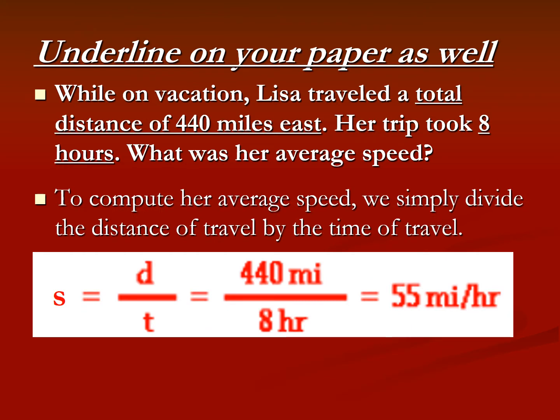So while on vacation, Lisa traveled a total distance of 440 miles east. So this tells me she's giving me a velocity here. Her trip took 8 hours. What was her average speed?